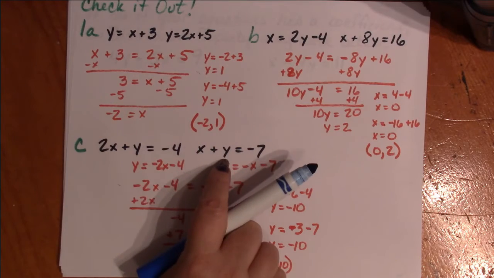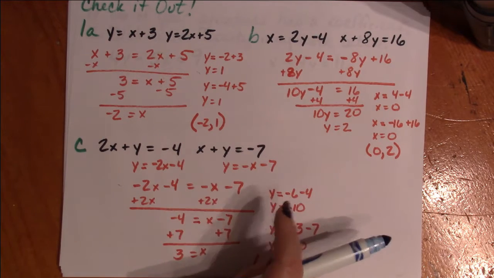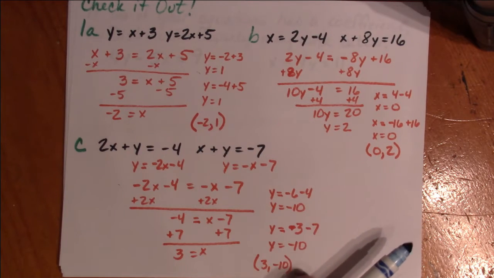Here, because both of my y's are single, I'm going to want to put the y on one side of the equation, so I put both of these in y-intercept form and set those to be equal, and solved for x equals 3. I plugged the 3 back into both of them, and I ended up with the answer 3, negative 10. Please ask if you have any questions on any of these.